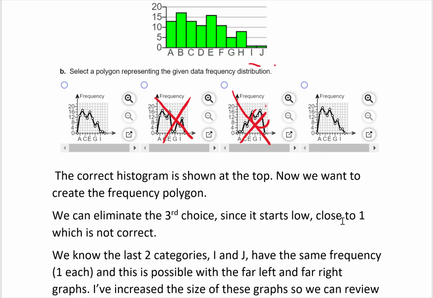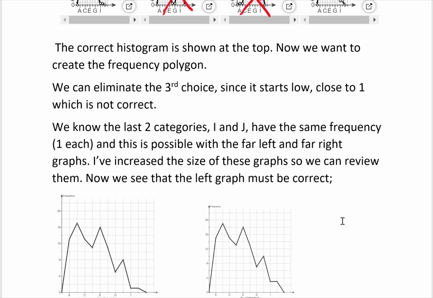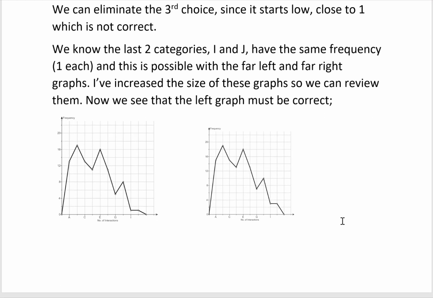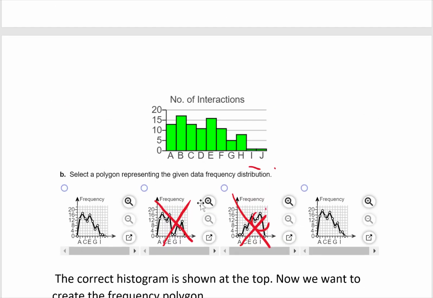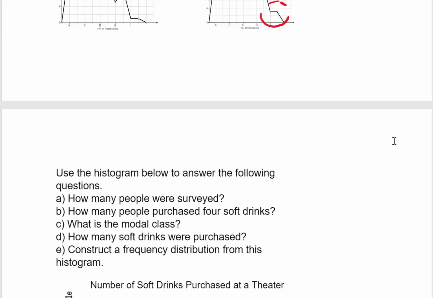And they both have, we know I and J have frequency of 1. It's a little bit hard to see which of those two graphs might be the right one. So I went ahead and I increased the size. And so if you notice down here, on this one right here, the frequencies on I and J are actually at 3. So the correct graph must be the one on the far left, which is right here. And it's really helpful if you increase the size of those so you can really tell what frequencies are being shown on the frequency polygon.